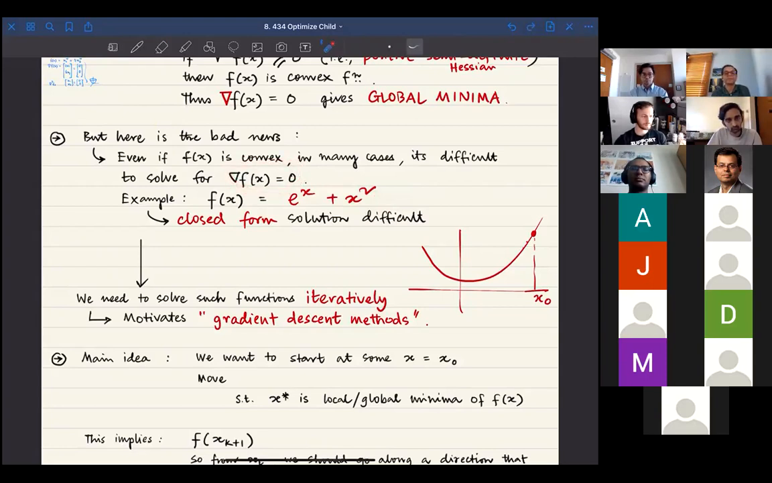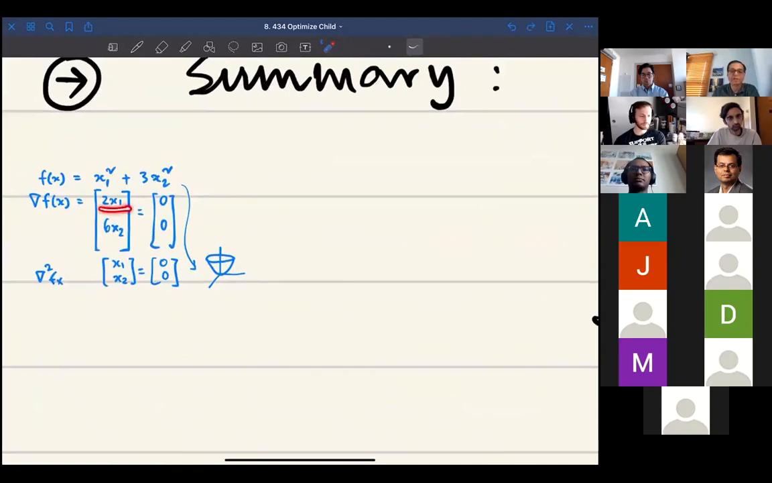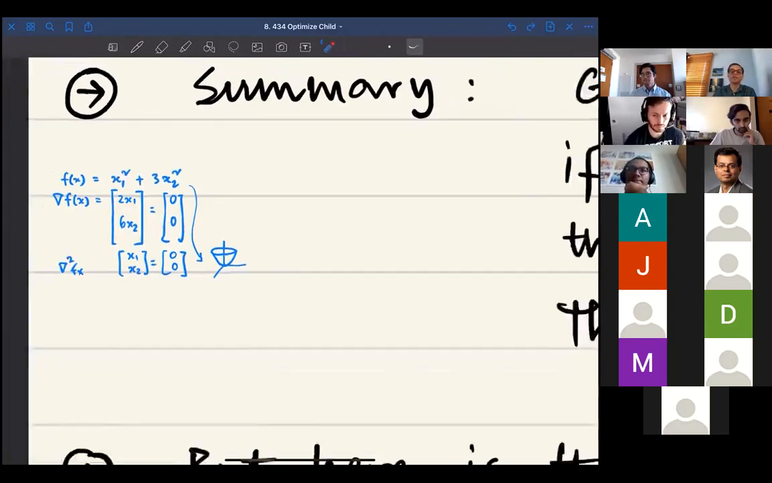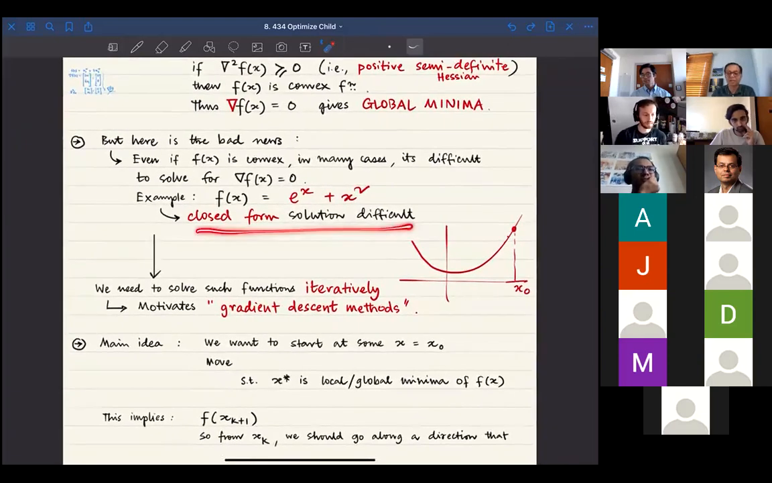Right? Because even if you differentiate, over here it was nice that the differentiated value was only a function of x1 and only a function of x2. But in some complicated situation, this might be a function of x1, x2. This might be a function of x2 plus x1. And then you don't know how to solve it. Okay. So closed form solution is difficult, even if it is a convex function, right?